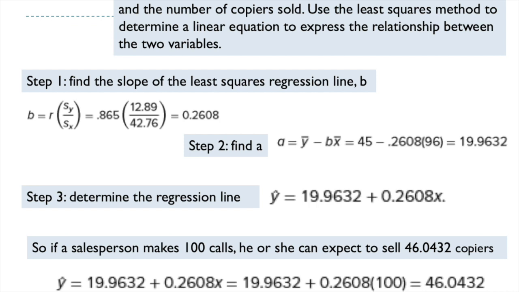So what does this mean? Well, let's say our salesperson makes 100 calls. We're going to plug the 100 in for our x value. Then he or she could expect to sell approximately 46.0432 copiers.